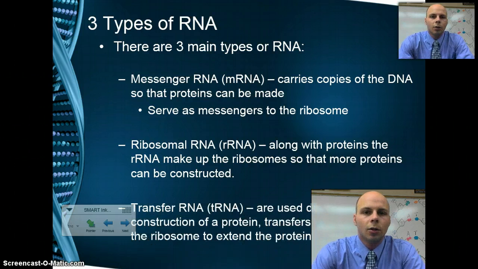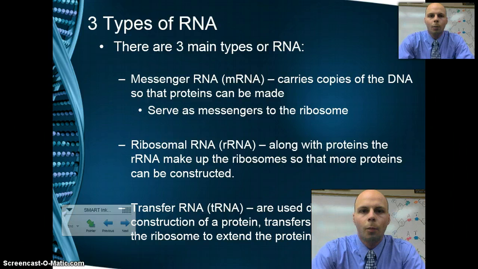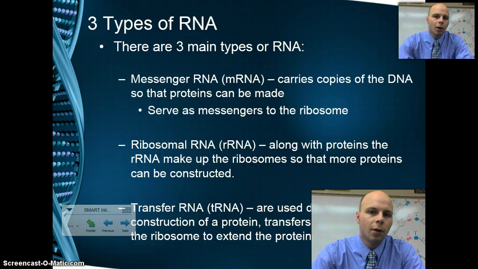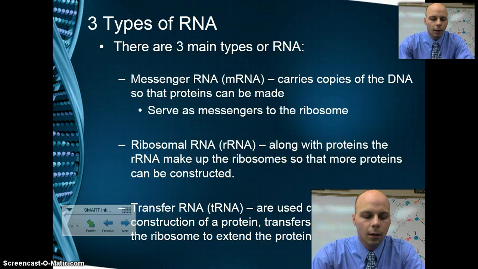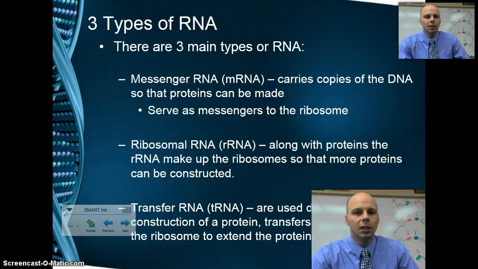And the last type is transfer RNA, or tRNA, and these are helping the messenger RNA create that protein. So basically the messenger RNA is the directions on how to make that protein. The transfer RNA is bringing in the raw components or the raw materials to construct that protein strand. Usually they're bringing in amino acids to make that protein strand.